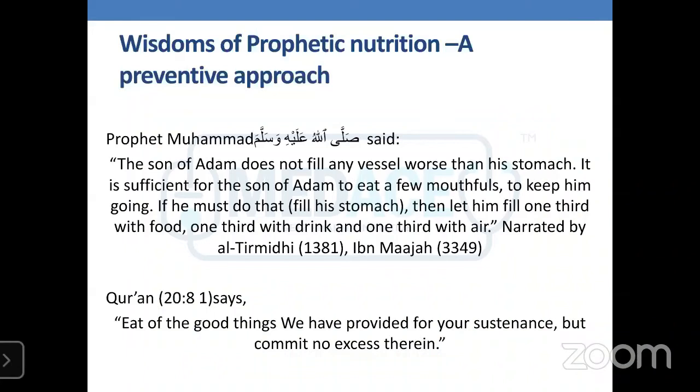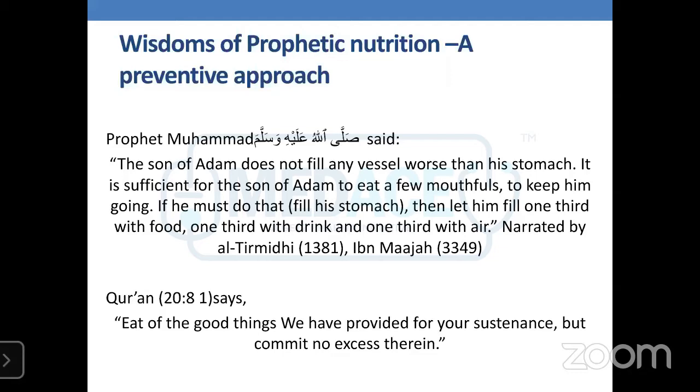Next is the wisdom of prophetic nutrition, a preventive approach. Along with strengthening our immune system, we also need to look for preventive approaches because we all know that prevention is better than cure. So I found a hadith and a Quranic verse which guide us towards a preventive strategy for diseases and health conditions.